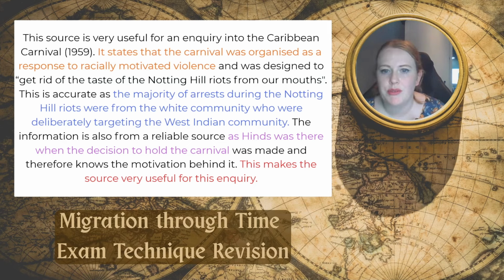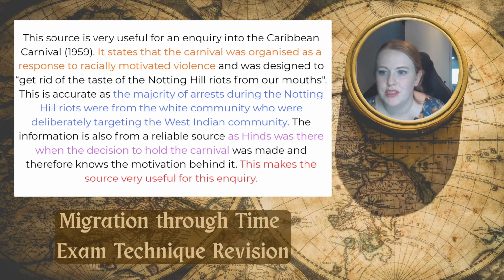In the orange there, we've got, it states that the carnival was organised as a response to racially motivated violence, so we have what the source says, and was designed to get rid of the taste of the Notting Hill riots from our mouths. We've got our evidence, the quote from the source. This is accurate, so we've got the accuracy bit here in blue, as the majority of arrests during the Notting Hill riots were from the white community who were deliberately targeting the West Indian community. We then have reliable, so this information is also from a reliable source, as Hines was there when the decision to hold the carnival was made, and therefore knows the motivation behind it.